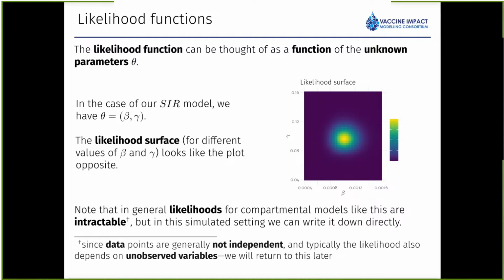So what I've then done here is I've basically taken a range of beta values and a range of gamma, and I've just plotted out the likelihood, okay? So the light areas are the areas of high likelihood, and the dark areas are the areas of low likelihood. And again, what you can see is that we get this likelihood surface.